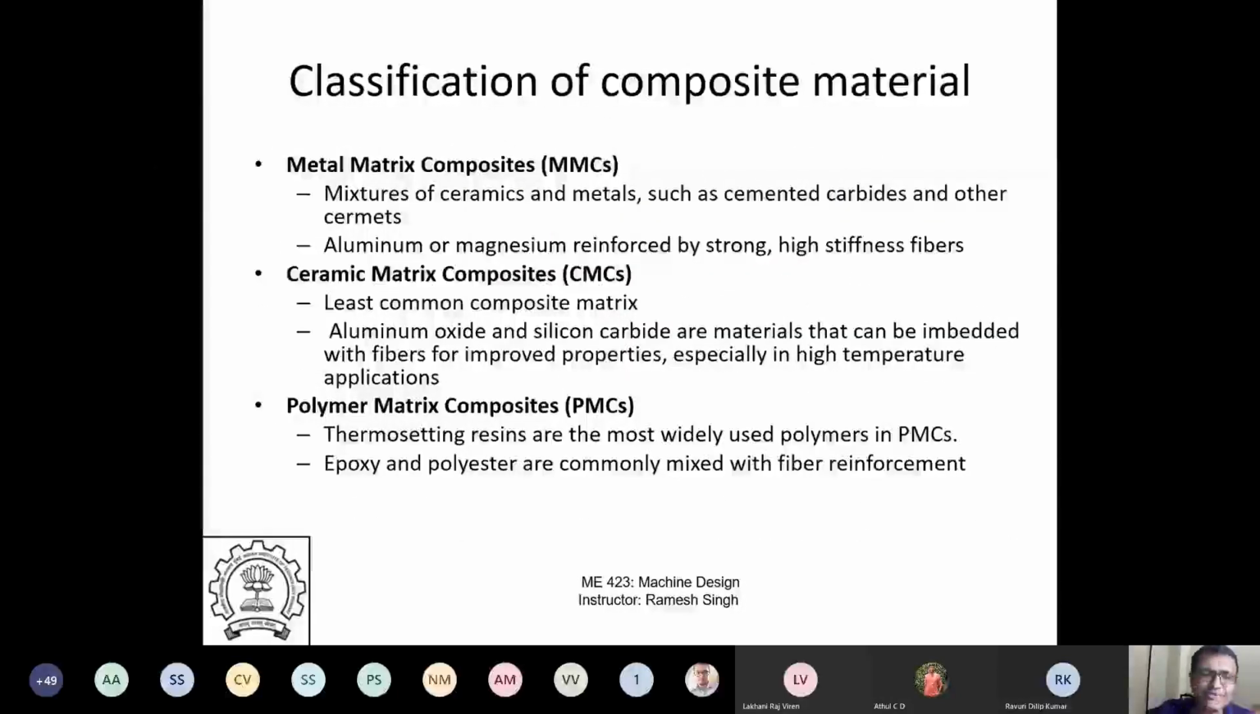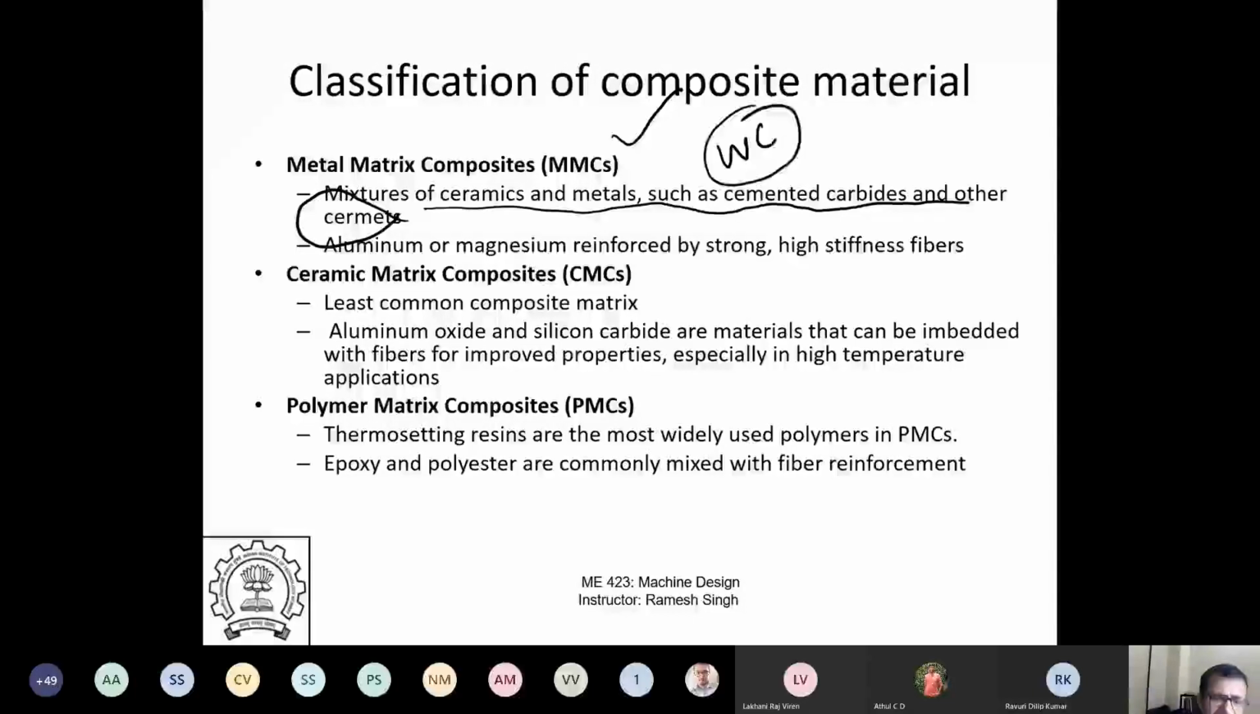But the class of composites can be metal matrix composite, a mixture of ceramics and metals, cemented ceramics called cermets. If you have seen a cutting tool, most cutting tools are made of tungsten carbide, a ceramic-like material. Although it behaves like a metal, with high thermal conductivity and electrical conductivity, tungsten carbide is actually a ceramic, and it is very hard. So in tungsten carbide, you mix cobalt metal with it.